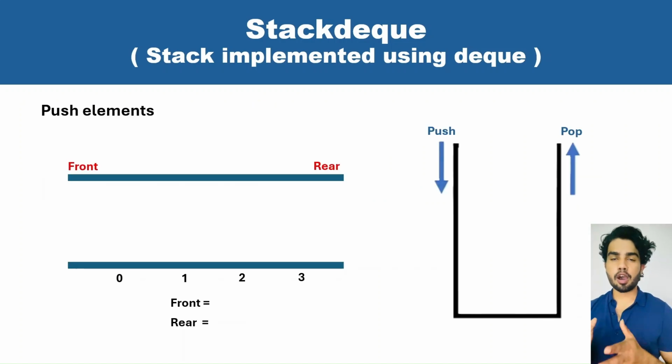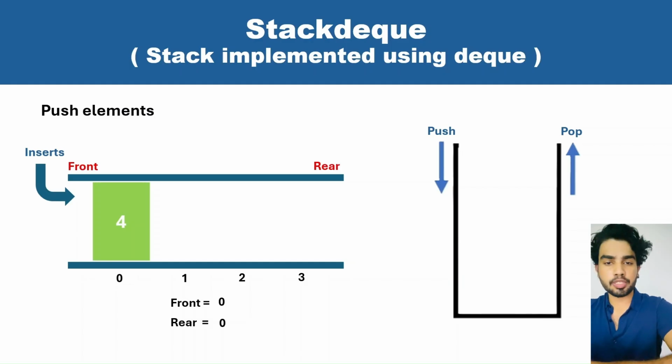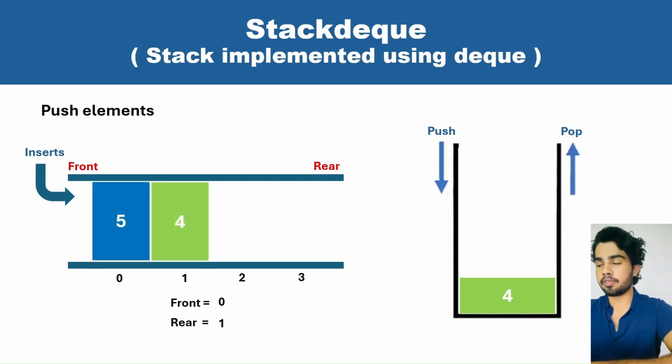Now let's see how the StackDeque works. I created a deque that represents a stack, and I want to push elements into this stack using this deque. I insert the first element into the deque from its front side, and you can see the element is pushed into the stack. At this point, the indexes of front and rear become 0. I insert another element, and you can see this element is pushed into the stack and the index of rear becomes 1.